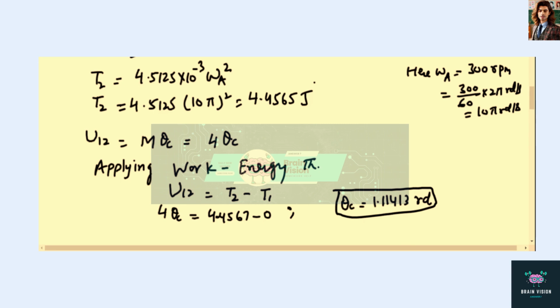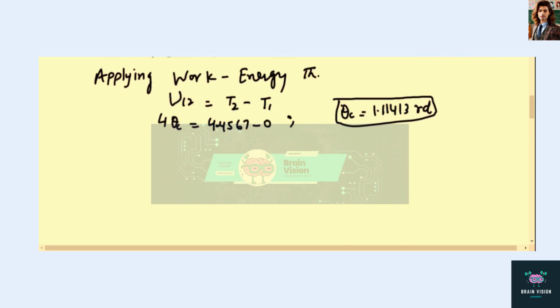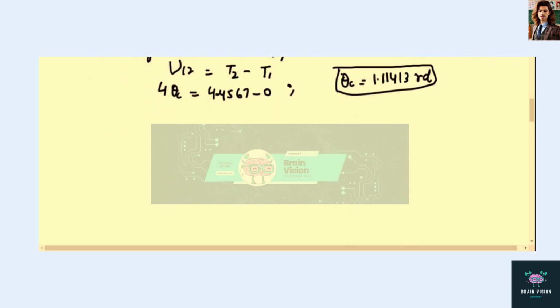We require the angular displacement of A. So theta A will be theta C upon 0.166. See the constraint relation for it.